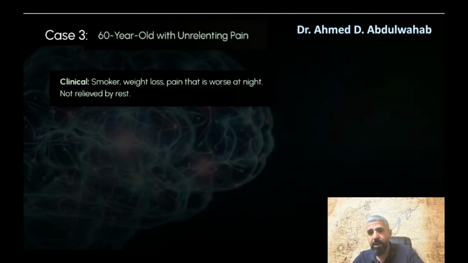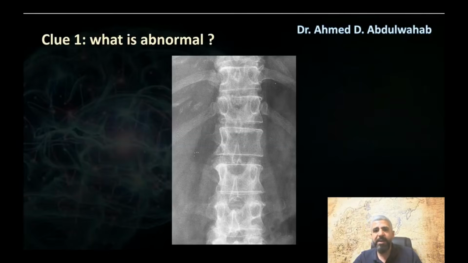Now, let's look at his x-ray. Can anybody say what is abnormal? Look at this x-ray of the lumbar spine. What is the name of this sign? Does anybody know? It has a little bit of a funny name. Is anything abnormal? And if it is, what's the name of the sign?